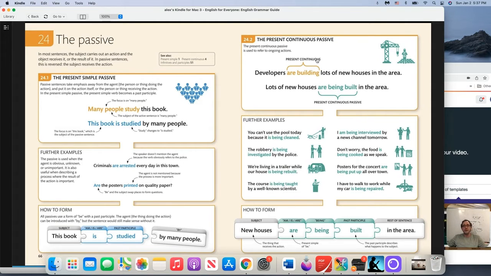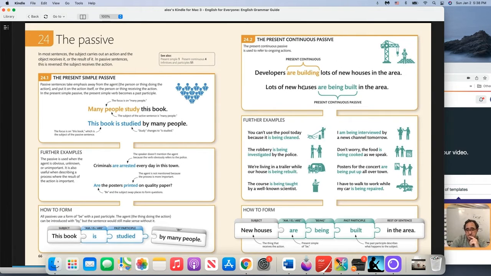Now present continuous. Developers are building lots of new houses in the area. This is direct. Developers are the subject, are building, what are they building? New houses. That's the direct object. That's a normal sentence. And it's in the present continuous, meaning it's ongoing. Lots of new houses are being built in the area. What's missing from this? Developers have no part in this, right? It's kind of because it's assumed. Developers are the ones that would build these things. The government doesn't build anything in the US. It's only developers.